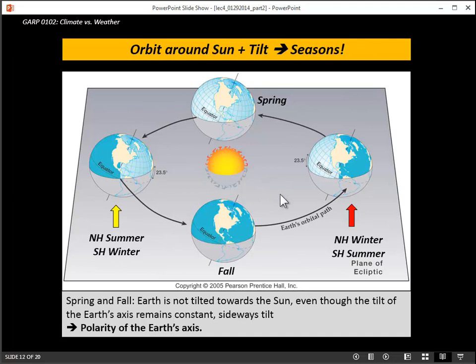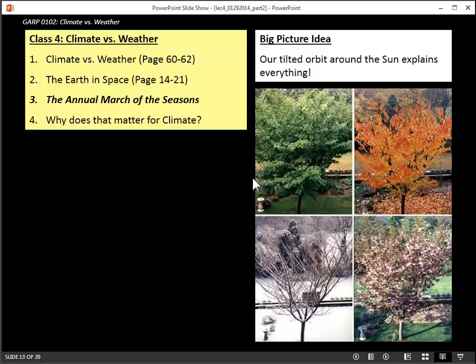So if this is unclear on this diagram, make sure you look it up in your textbook, and maybe Google it as well. Because now we can figure out the annual march of the seasons. And again, the big picture idea remains the same. Our tilted orbit around the sun explains everything, right? So going from summer to fall to winter to spring, that transition that we're so used to here in the mid-latitudes is caused by the tilted orbit of the spherical Earth around the sun.